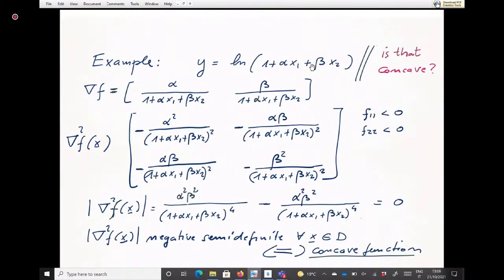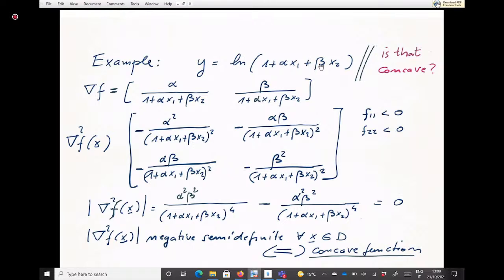Alpha and beta are positive coefficients. Anyway, this is a linear expression in x1, x2. This linear expression, which is a function of two variables, gives as a result a number. Provided that this number is positive, it's possible to compute the log of this number, okay?